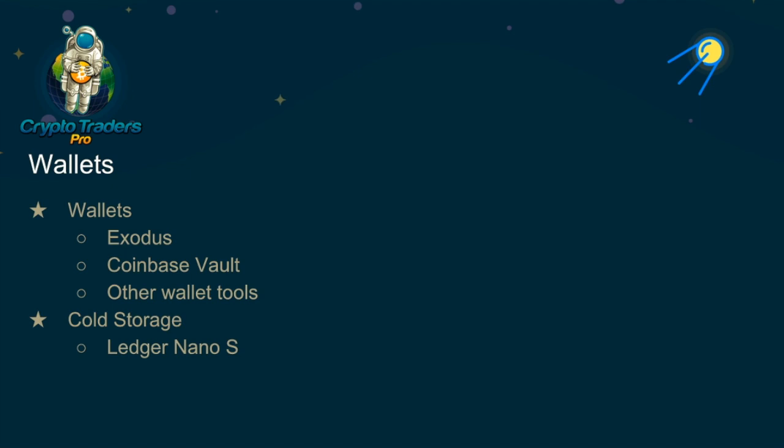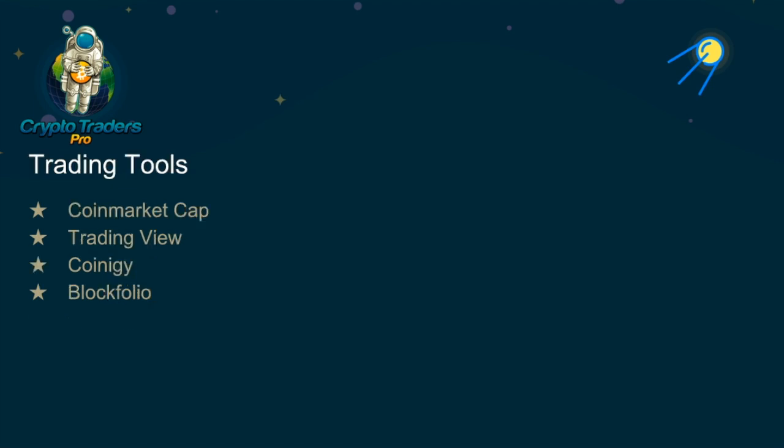We'll also be talking about the Coinbase Vault. I'll be going over what exactly the vault is, why it's important, and why you can use it to store your coins safely online. We'll also be covering some other wallet tools to use, and then we'll be talking about cold storage wallets. The Ledger Nano S is a cold storage wallet that we suggest, and we think it would be great for you to pick one of those up, or two if you want to have a spare, and we'll talk about the benefits of the Ledger Nano S and the benefits of keeping your coins in a cold storage wallet. We're also going to be talking about trading tools in this episode.